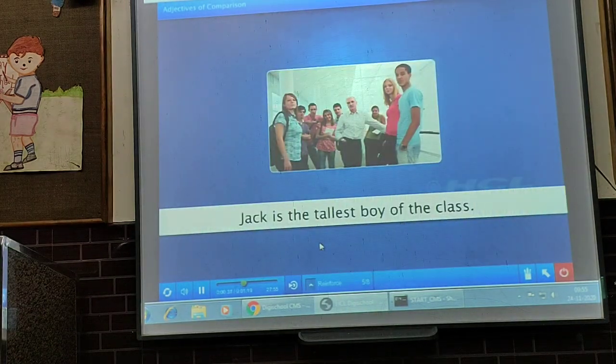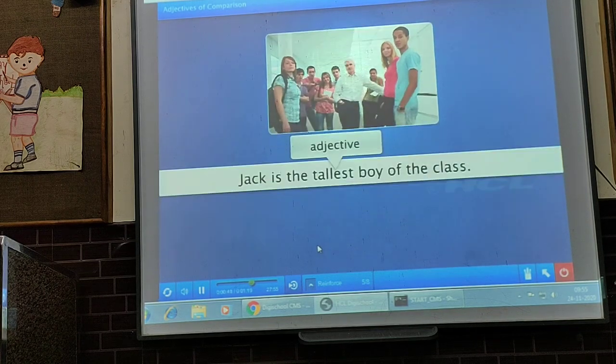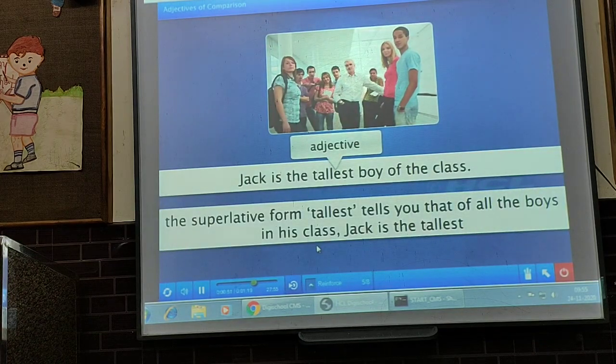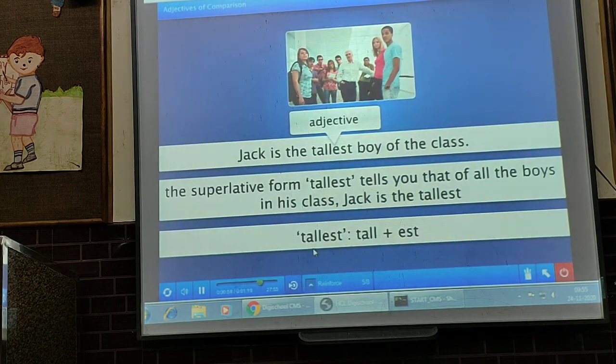Now read this sentence. Jack is the tallest boy of the class. Here, the adjective tallest is used to compare the height of Jack with the other boys of the class. The adjective tallest is in the superlative degree and tells you that of all the boys in his class, Jack is the tallest. The adjective tallest is made by adding the suffix est to the word tall. You can see that in the superlative degree, the definite article the precedes the adjective tallest and the preposition of follows it. Next, you'll practice what you've learned.